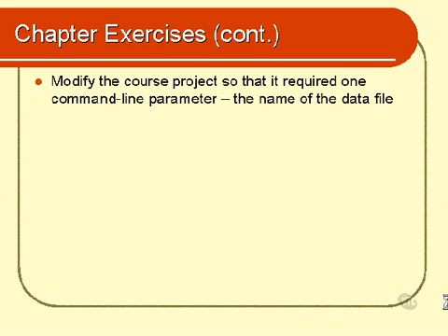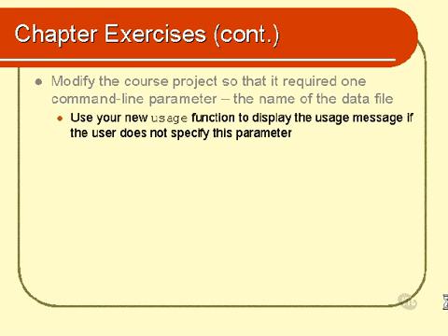Now this command line parameter will be not optional. They have to specify it on the command line of our script. Now obviously we need to modify the script in a few ways. I'd like you to use this new usage function that you just wrote in the last exercise to display the usage message if the user does not specify the file name parameter. And I don't mind whether you copy and paste the code from the usage function into your course project, or whether you use the dot operator to include your function library that contains the usage function.